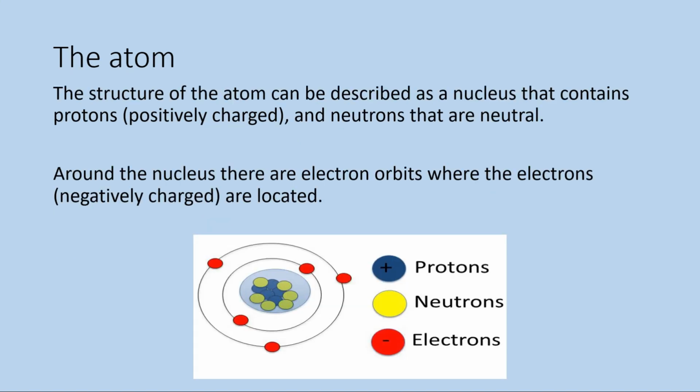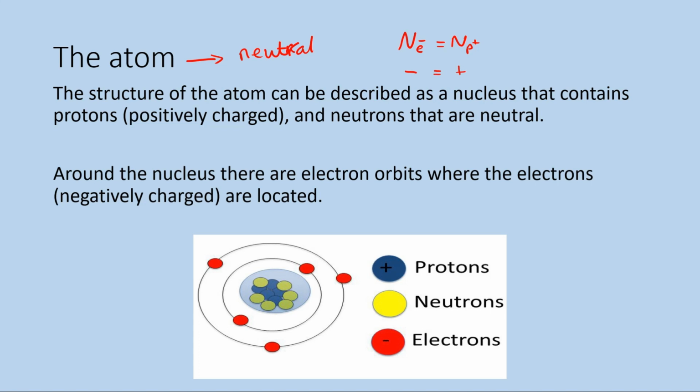And the atom is, let's start with the result. The atom is neutral because the number of electrons in an atom is equal to the number of protons. So the amount of negative charges is equal to the amount of positive charges.